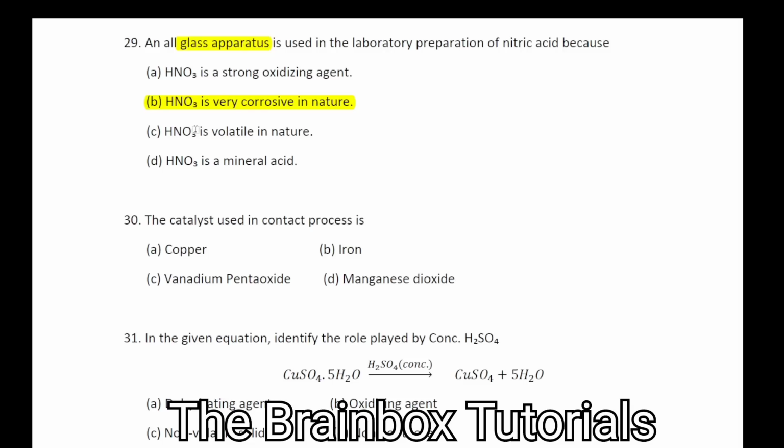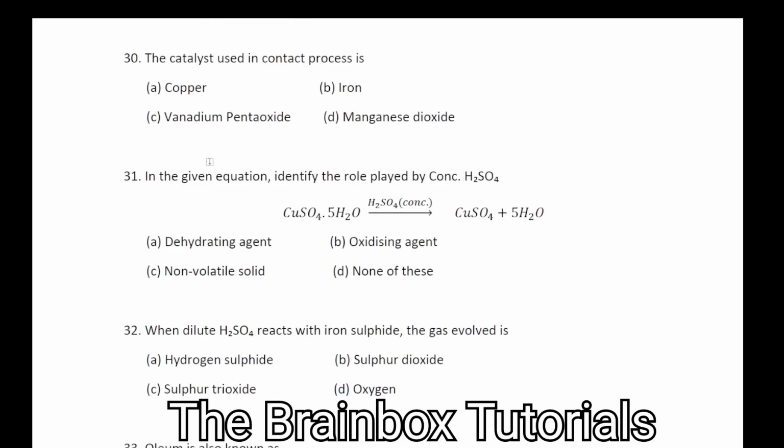Now number 30. The catalyst used in contact process is option A copper, option B iron, option C vanadium pentoxide, and option D manganese dioxide. And the correct option is vanadium pentoxide, that is V2O5. Contact process is production of H2SO4, that is sulfuric acid.